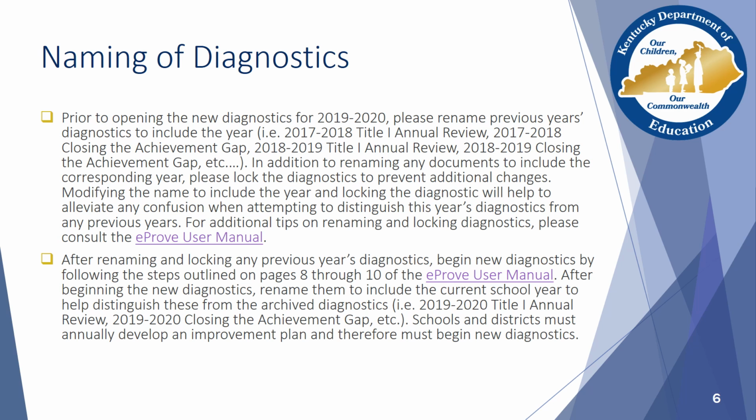After renaming and locking any previous year's diagnostics, begin new diagnostics by following the steps outlined on pages 8 through 10 of the eProve user manual, which can be found on the Comprehensive Improvement Planning website. After beginning the new diagnostics, rename them to include the current school year to help distinguish these from the archive diagnostics. For example, 2019-2020 Title I Annual Review, 2019-2020 Closing the Achievement Gap, etc. Schools and districts must annually develop an improvement plan and therefore must begin new diagnostics.